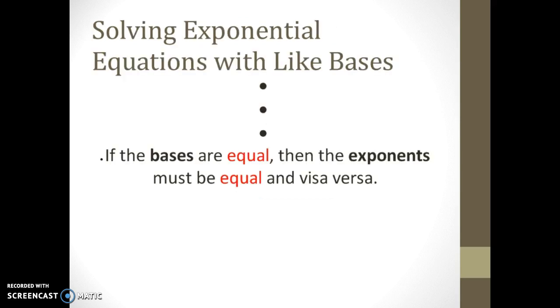So when you solve with like bases, if the bases are equal, then the exponents must be equal and vice versa. For example, if I said 2 to the x equals 2 squared, because these are both 2, that means that this x over here has to be equal to 2. There's no way 2 to any other power would equal 2 squared.